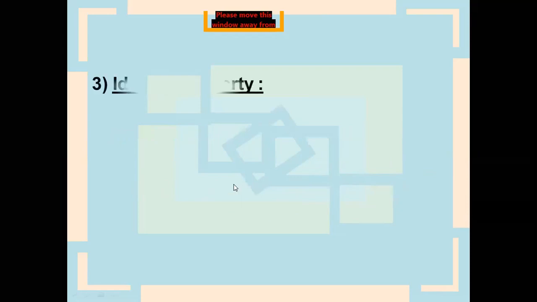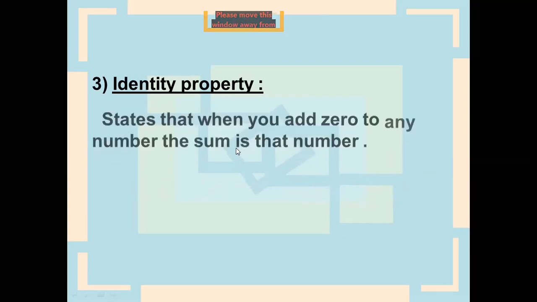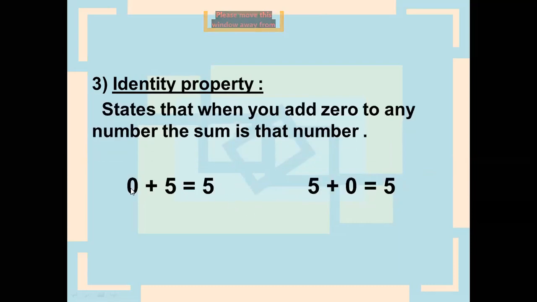The third property is called identity. Identity means when you add any number plus 0, it gives you the same number. Any number plus 0 equals the same number. For example, 0 plus 5 equals 5, and 5 plus 0 also equals 5.